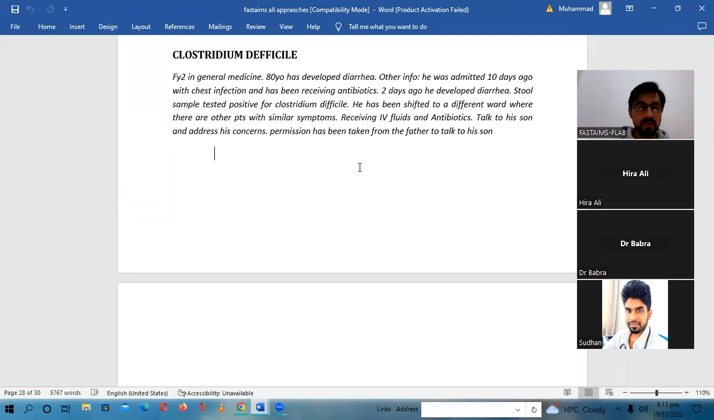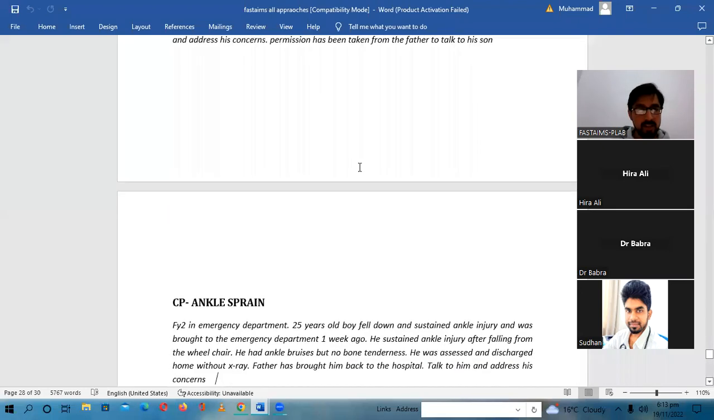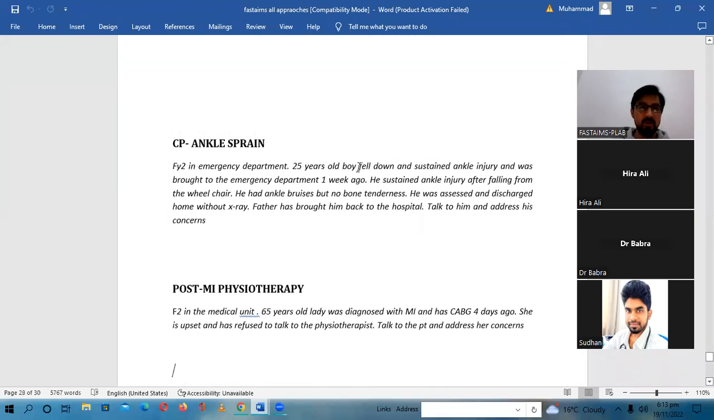And then let's go to another scenario. The next scenario is CP ankle sprain. This is a scenario where a father has brought his child, a child with cerebral palsy, 2 weeks ago, who had an ankle sprain. So he's unhappy because he thinks that the doctor at that time was in a hurry and did not check his son properly. So let's see this scenario.